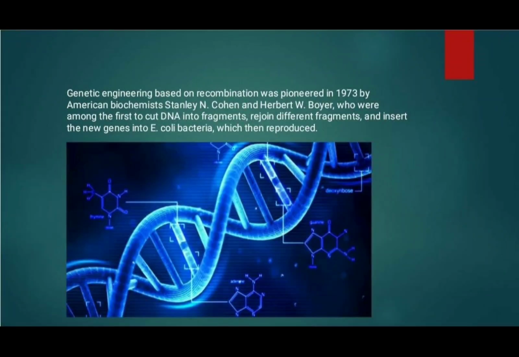Genetic engineering based on recombination was pioneered in 1973 by American biochemists Stanley N. Cohen and Herbert W. Boyer, who were among the first to cut DNA into fragments, rejoin different fragments, and insert the new genes into E. coli bacteria, which then reproduced.